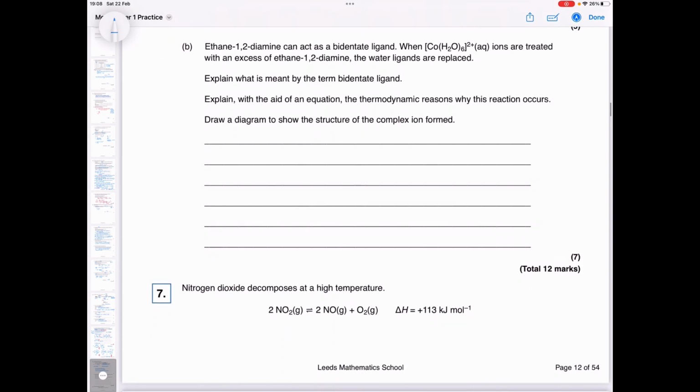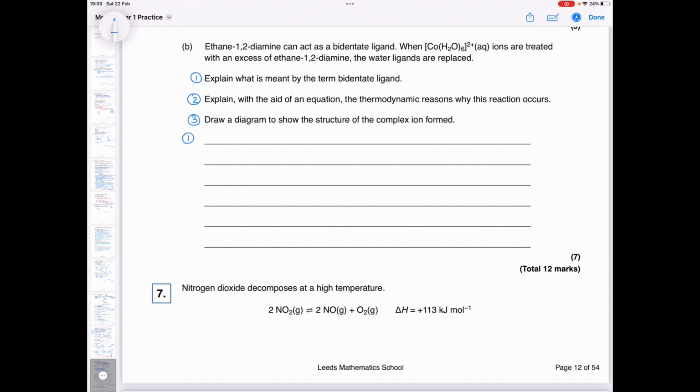Ethane 1,2 diamine can act as a bidentate ligand. When cobalt hexaqua 2+ ions are treated with an excess of ethane 1,2 diamine, the water ligands are replaced. And then we've got 3 sections for this 7-mark question. What is meant by the term bidentate ligand? Explain with the aid of an equation the thermodynamic reasons why this reaction occurs. And draw a diagram of the complex ion. So we've got to make sure we do all 3 of these things.